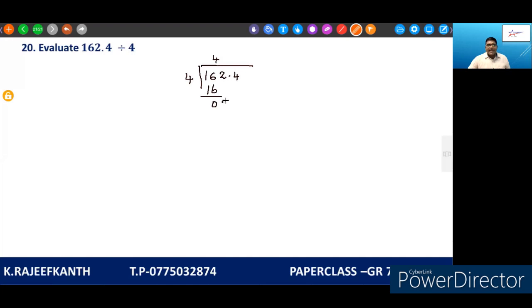Now we have to bring down this 2. In 2 there is no 4. Right? Now we have to keep the point. Now we have to bring down this 4. In 24, there are 6 times 4, 24. Remainder 0. Then the answer is 40.6.